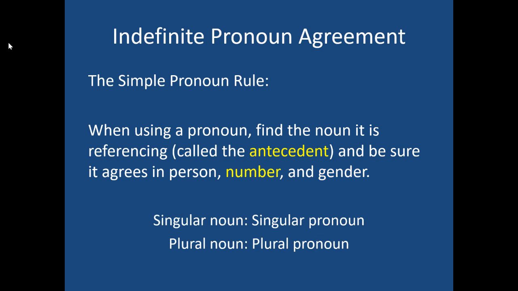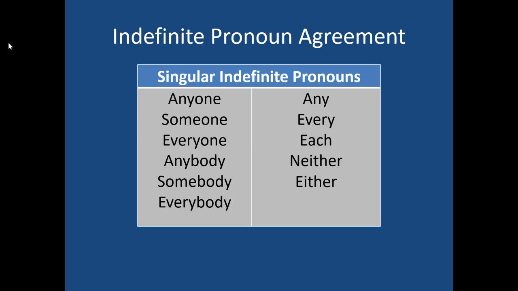But number is a little tricky. Now, on the surface, it seems pretty simple. A singular noun should be referred to with a singular pronoun. And if it's a plural noun, we should refer to it with a plural pronoun. But the problem we're going to find are these weird pronouns called the indefinite pronouns. Indefinite pronouns are these pronouns that don't have a gender. They also don't have a person.